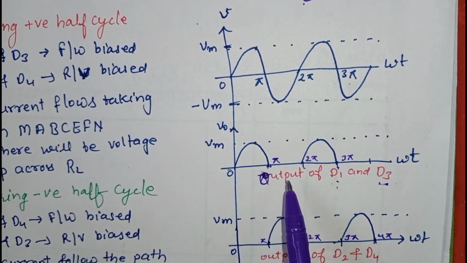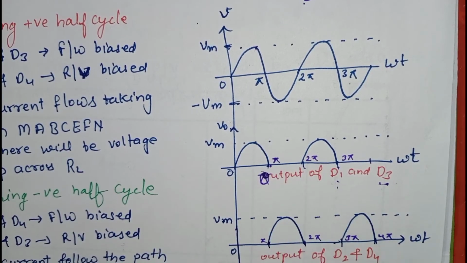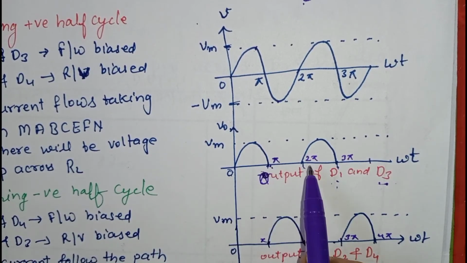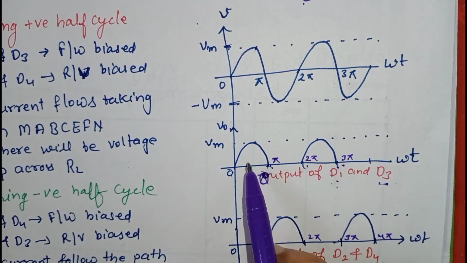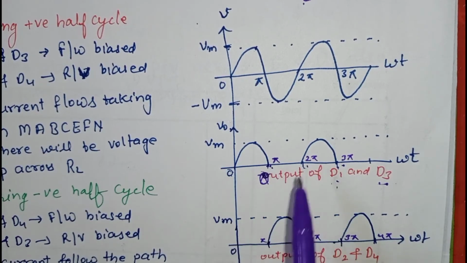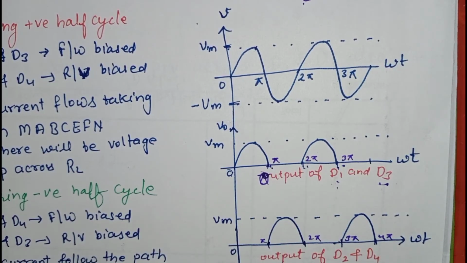The output wave during positive half cycle of the input signal is this one, from 0 to pi and 2 pi to 3 pi, because only during this period there is a positive wave of the input signal.